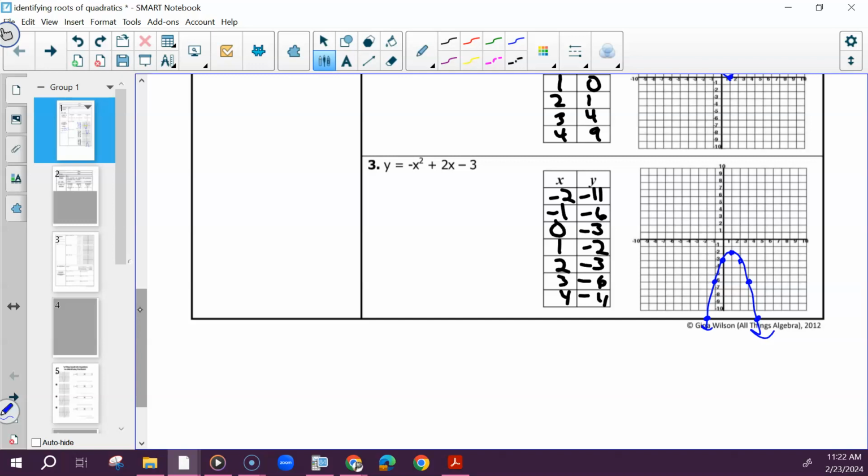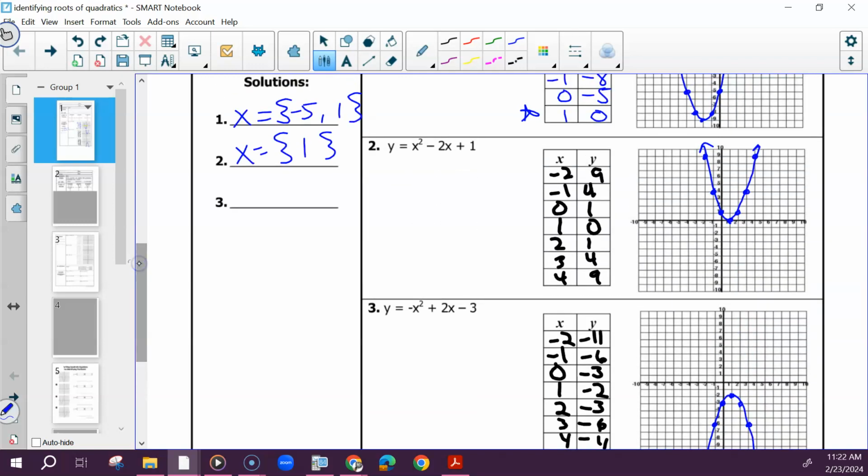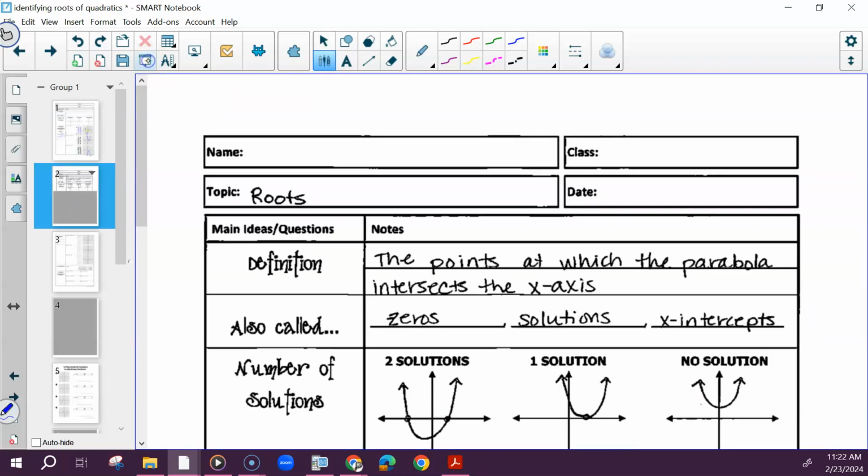How many solutions does this one have? 0. It does not cross the x-axis at all. Looking at this to make sure I get this right.